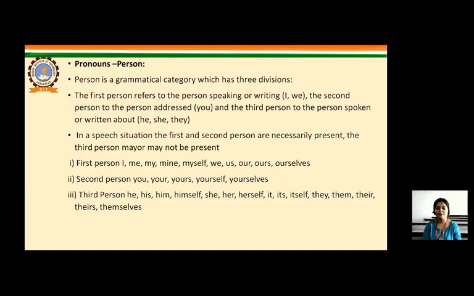Like we are discussing pronouns and we discussed an example, then that example would be the third person if the person was a living entity. So first is who is talking, second is who is listening, and third is about whom you are talking or writing or telling. Example, in a speech situation, the first and second person are necessarily present. Suppose you are in the class and we are discussing maybe the classroom. Then the classroom is a third person but it is non-living.